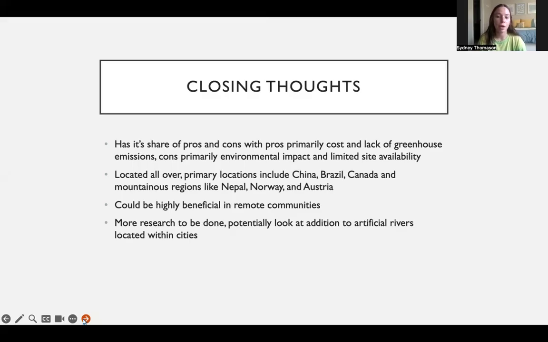And I believe a good place to look for more research would be potentially looking into the addition of these plants on artificial rivers that are sometimes located within cities and seeing if they can still work the same there as they would on a natural river slope.